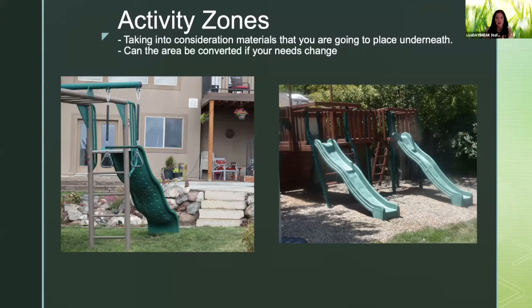So thinking about those activity zones. Activity zones can include raised garden beds, your trampoline, your playground equipment. Those are all important details to add to your design plan.